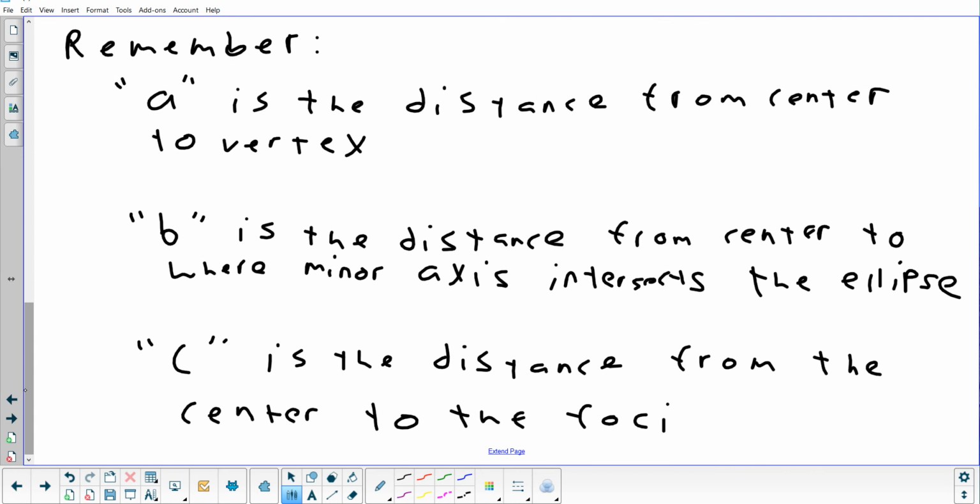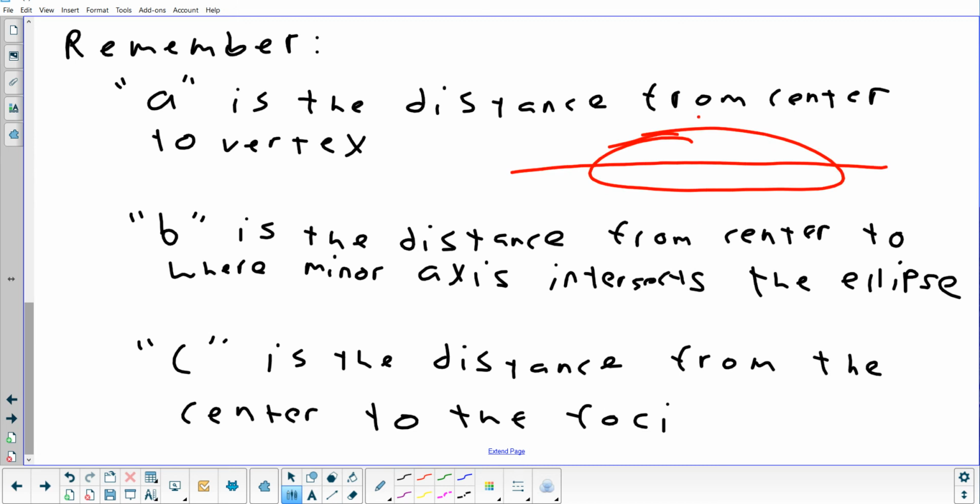So if you're trying to sketch an ellipse, B tells you how far up, or in this case, it would be up and down the short line. So that's my ellipse. And I know that this point in black is B units away from the center. And this point in black is B units away from the center. What's the length of the ellipse the short way? What's the distance from here to here? What is it?